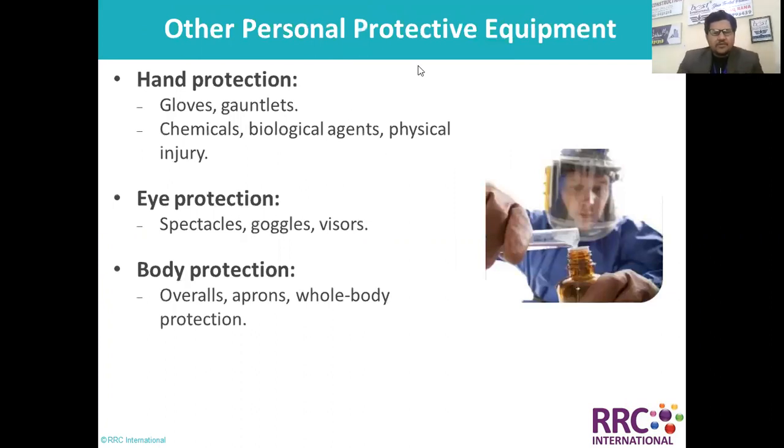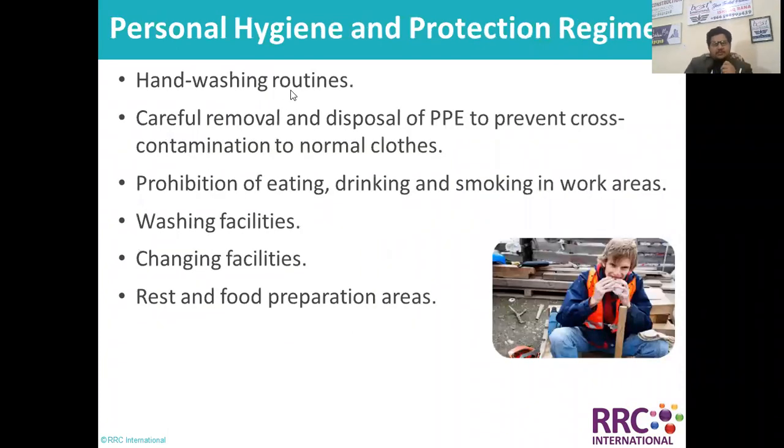We surely have to ensure hand protection, eye protection, and body protection, and accordingly, we select the PPE like gloves and gauntlets, and also against chemicals, biological agents, physical injury. Eye protection, we use spectacles, goggles, and visors. And body protection is overalls, aprons or whole body protection. Personal hygiene and protection regime are there.